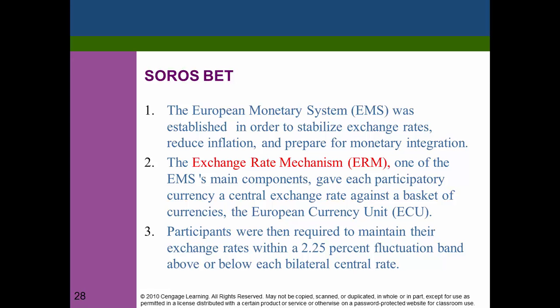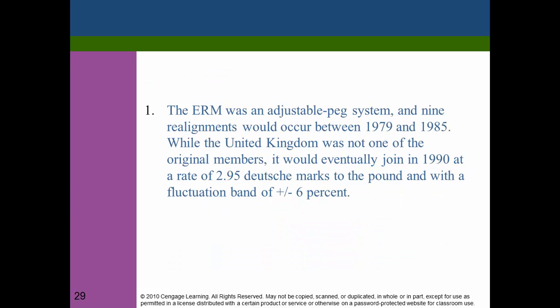So what they did was they established the exchange rate mechanism. One of the European monetary system's main components gave each participating currency a central exchange rate against a basket of currencies, the European currency unit. Okay, so this is what they wanted to do, and participants were then required to maintain their exchange rates within a 2.25% fluctuation band above or below each bilateral central rate. Okay, so here the ERM was an adjustable peg system, and 9 realignments would occur between 1979 and 1985.